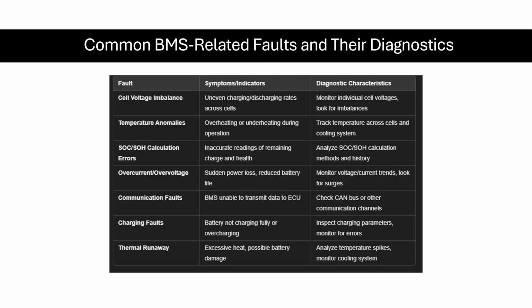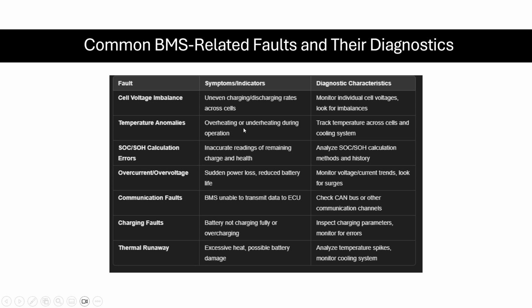There are common BMS related faults. Fault number one, cell voltage imbalance. As we already discussed, uneven charging and discharging rates across the cells will create cell voltage imbalance. For that, we have to monitor individual cell voltage and look for the imbalance. You have to identify the cell which creates the imbalance and remove and replace it.